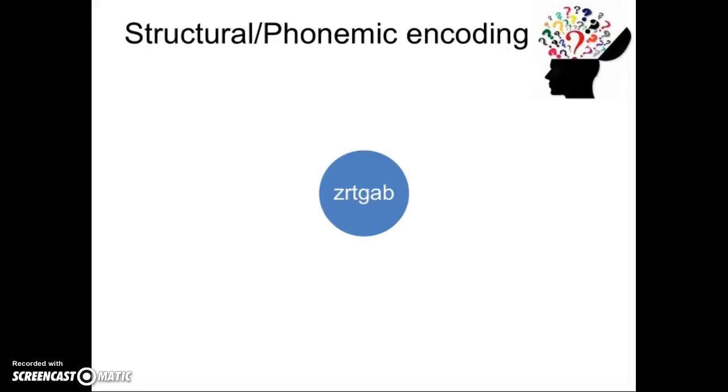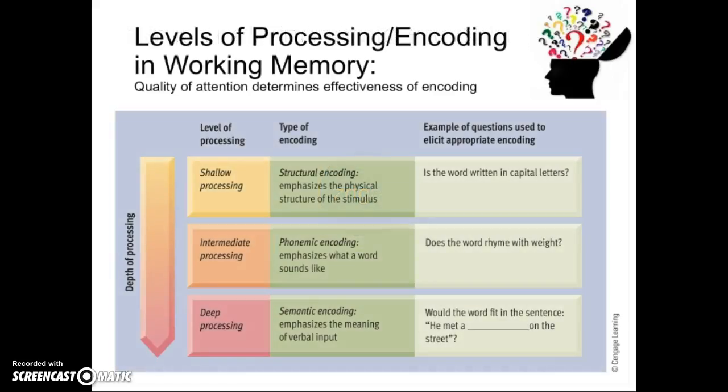So as you can probably tell, structural and phonetic encoding aren't going to be terribly helpful for creating a good retrievable memory of this very important word in your psychology class, because you're not going to be tested on your ability to spell it or to say it. So for the stuff you learn in this class and most of your classes, you're going to have to take your level of processing down to the deep level of processing, which is called semantic encoding.